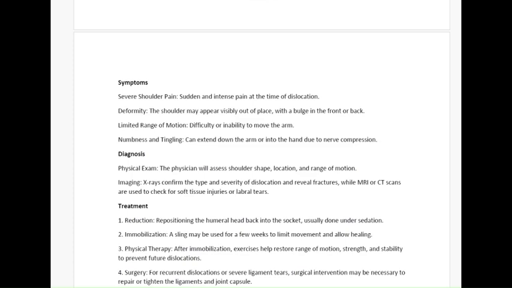If the conservative management didn't work, then we can start the surgery. In surgery, for recurrent dislocation or severe ligament tears, surgical intervention may be necessary to repair or tighten the ligament and joint capsules.